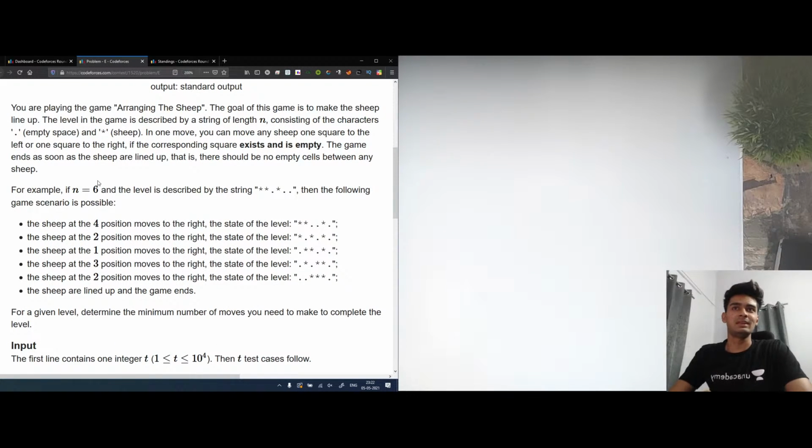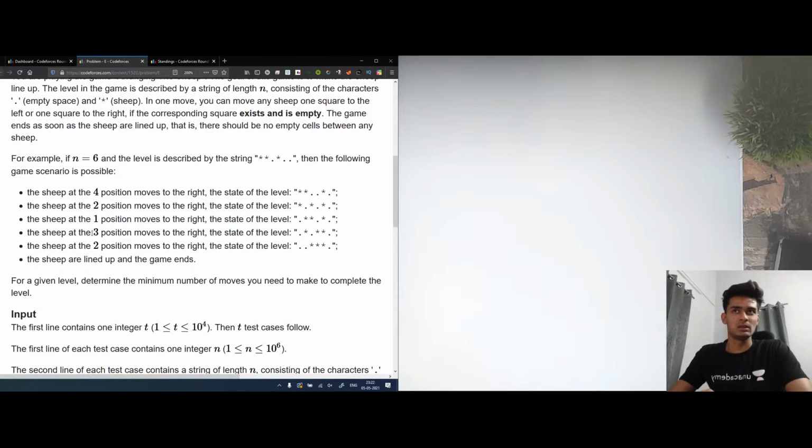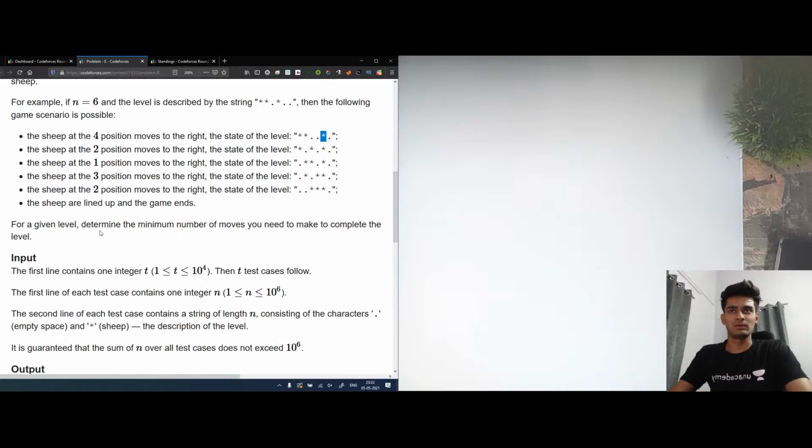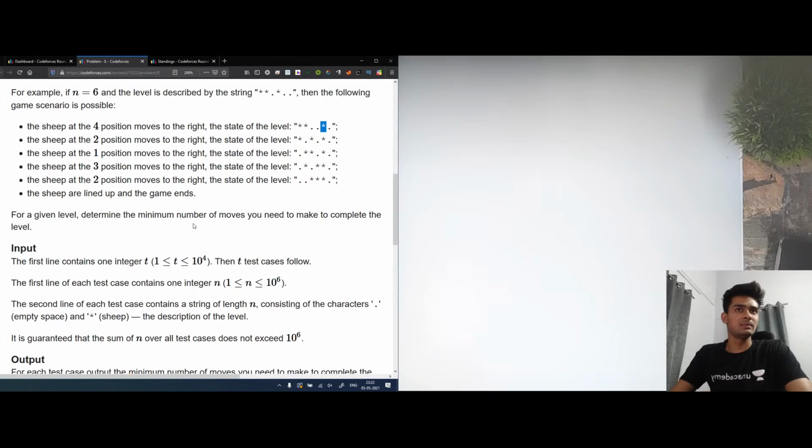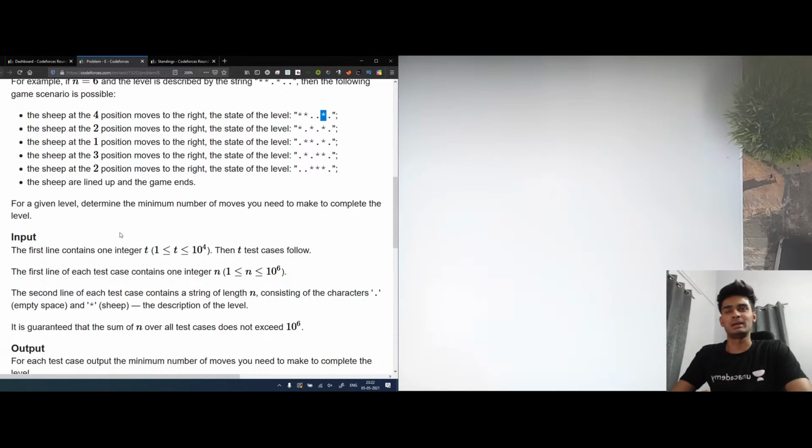For example, if n equals 6 and the level is described by the string star star dot star dot dot, then the following game scenario is possible. So the sheep at position 4 moves to the right. So basically at position 4, we had the sheep and this moves to the right. So basically this moves to index 5. And similarly other moves are also given. For a given level, determine the minimum number of moves you need to make to complete the level.